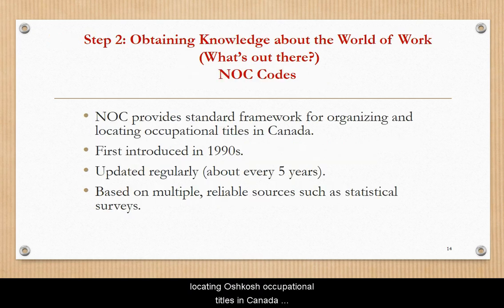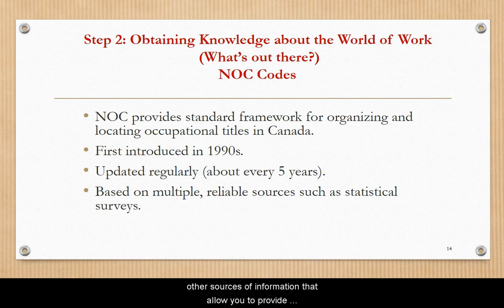Just to remind you about the NOC codes, you did have a bit of exposure to them in the fall. The NOC provides a standard framework for organizing and locating occupational titles in Canada, and it was first introduced in the 1990s. It is updated regularly about every 5 years, so it's important to think about that. Is every 5 years sufficient? Does that give you enough updated information? So it's important, again, to look at the information in the NOCs with a critical eye.